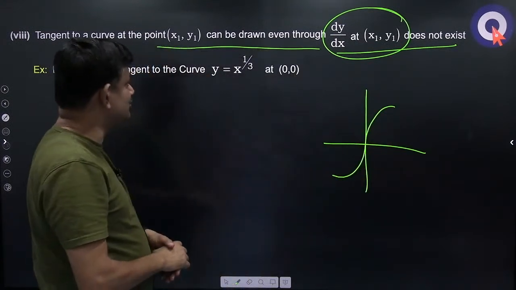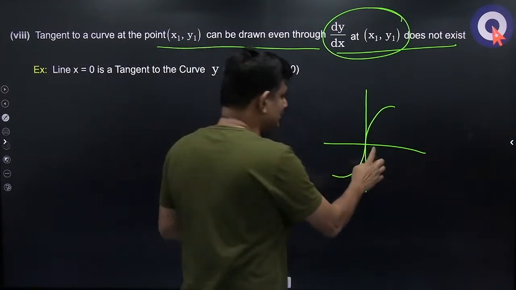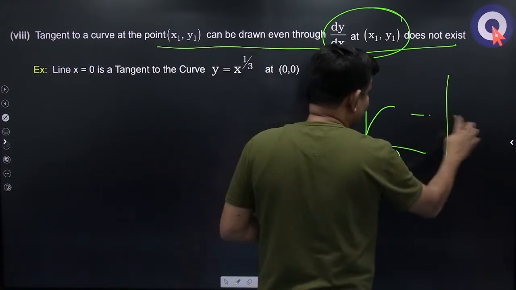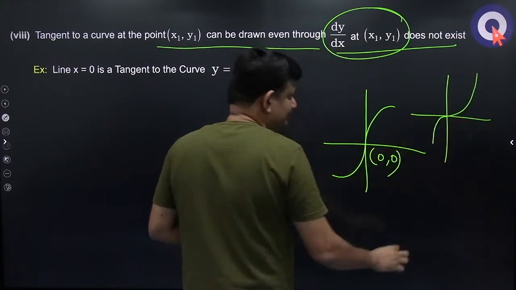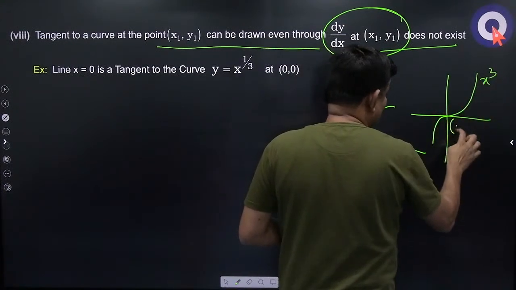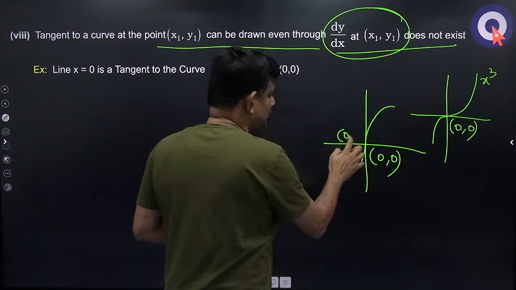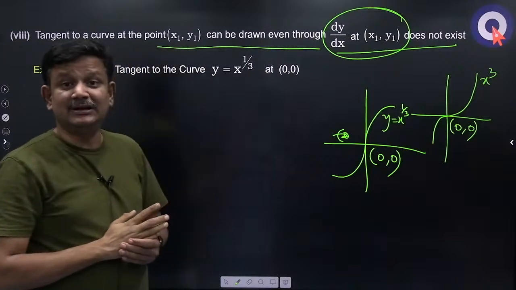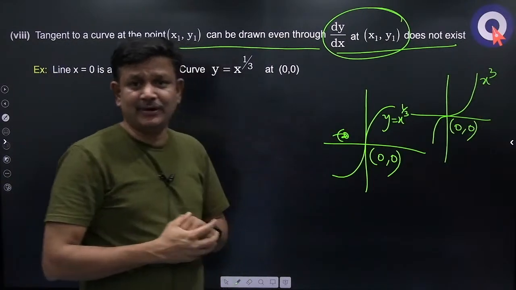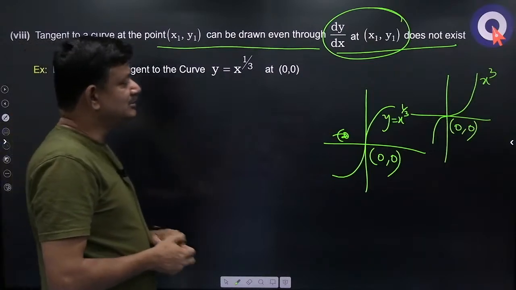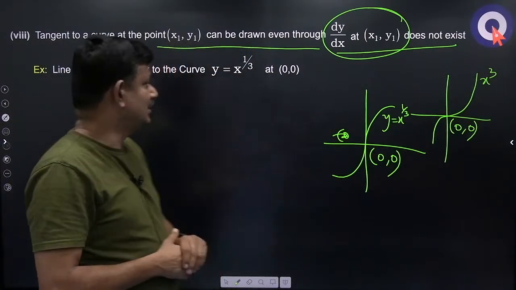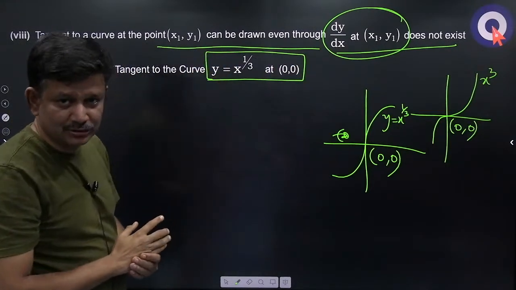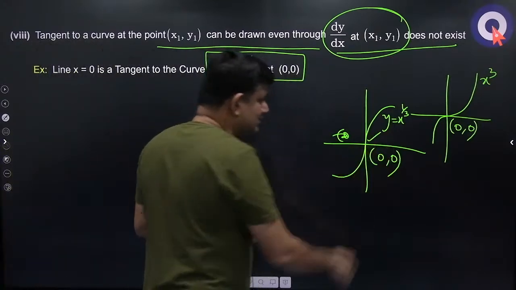If you look at the graph of x to the power 1/3, the inverse of x cube, it touches the x-axis at 0. So y is equal to x to the power 1/3 will touch the y-axis at (0, 0). That means it has a vertical tangent at (0, 0), though it is not differentiable at 0.